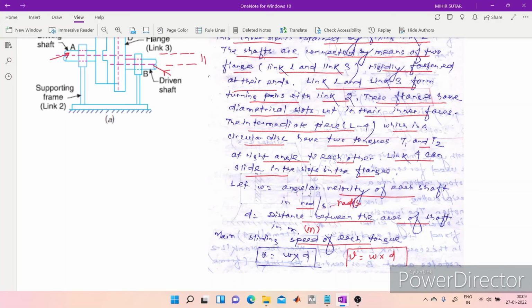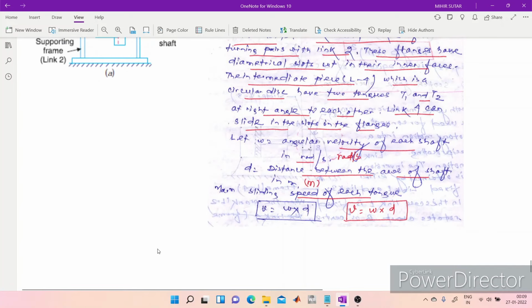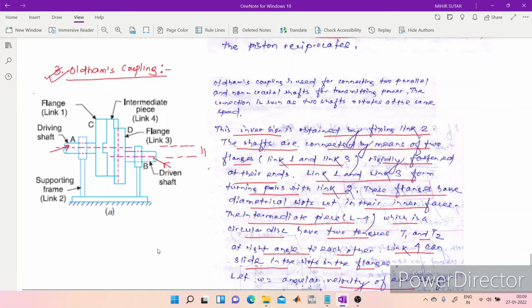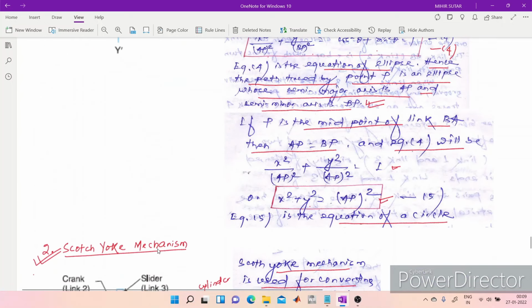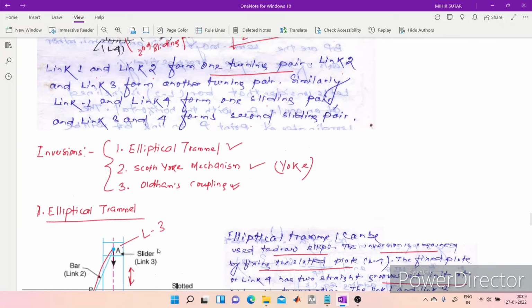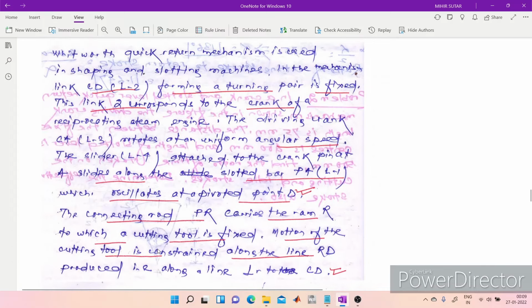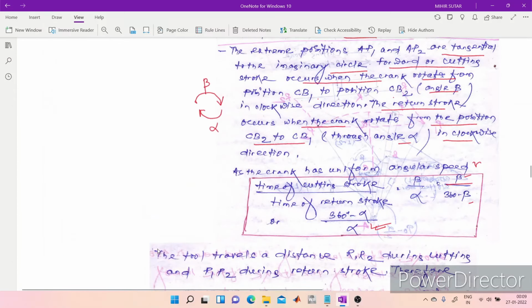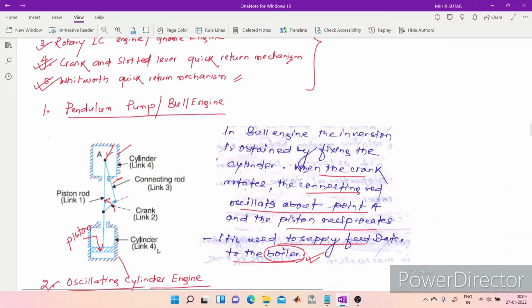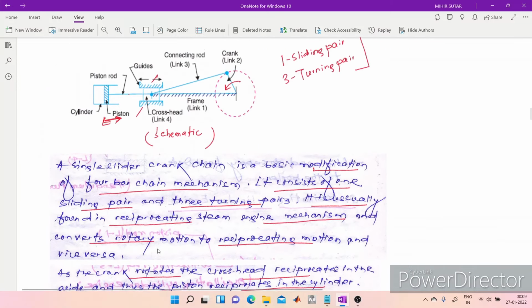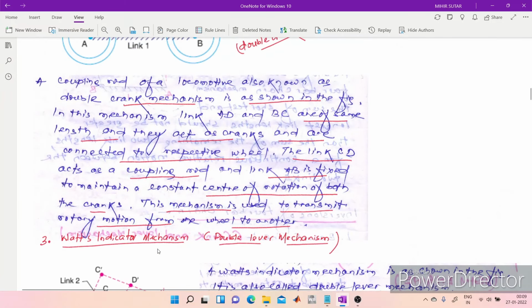So this is all about the possible inversions which we can obtain from these three kinematic chains, which are the 4-bar chain, the single slider crank chain, and the double slider crank chain.